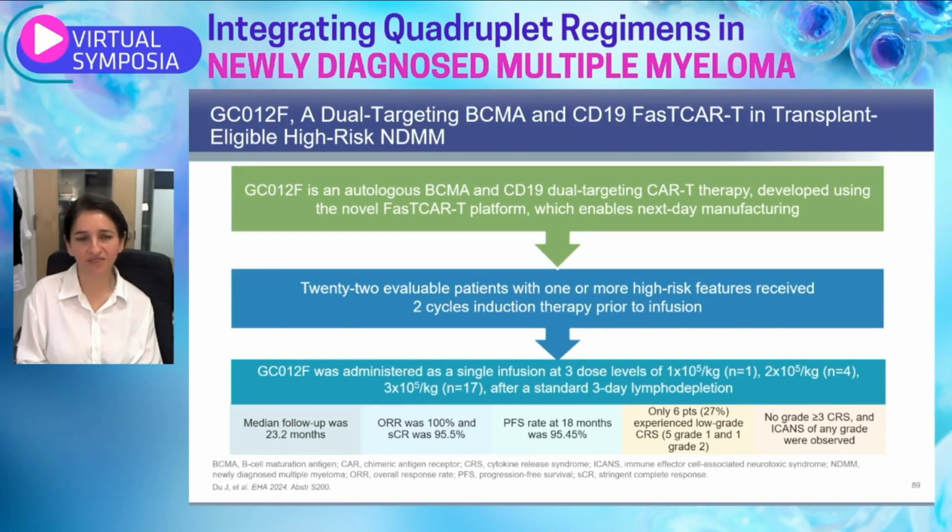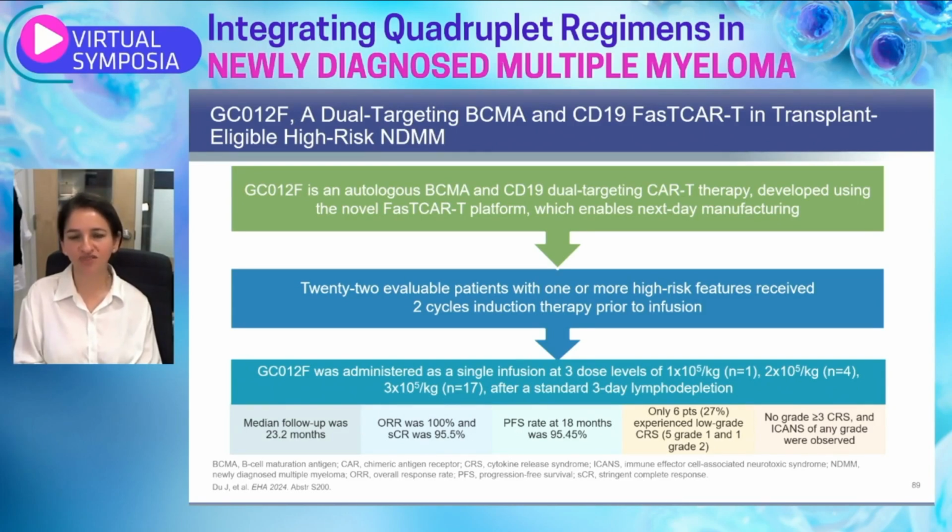Similarly, we have this, which I think is really an exciting new way of making CAR T cells. It's called the Fast CAR T cell. GC012F. It's a dual targeting CAR, targeting BCMA as well as CD19. The beauty of this CAR is the turnaround time of 5 days, because for those of us who use CAR T cells, the 4 to 6 weeks of waiting time is not necessarily what most patients can tolerate.